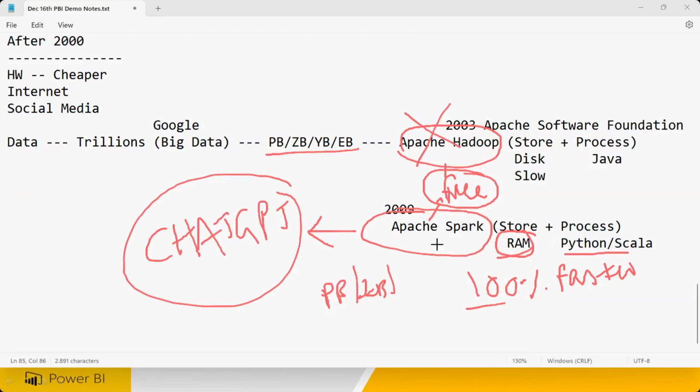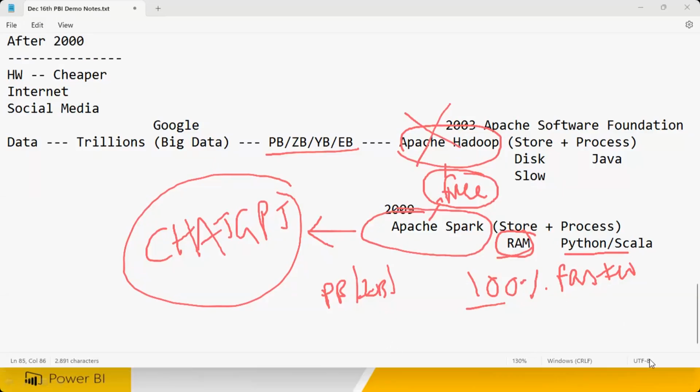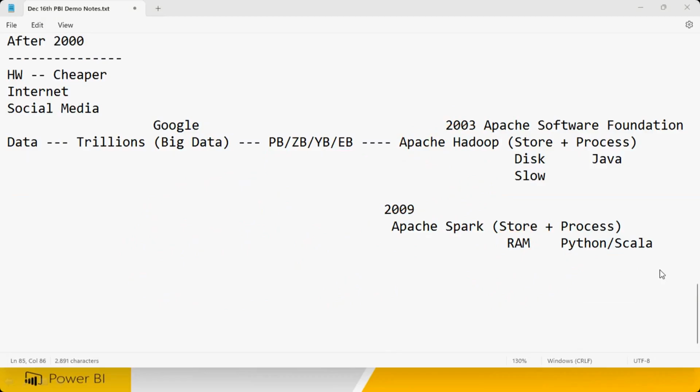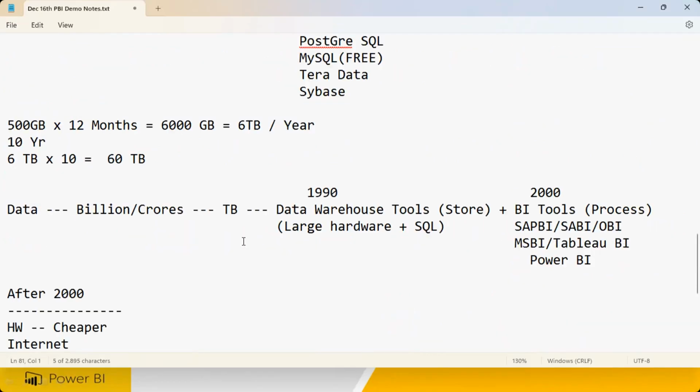Easy language you can use, any language you can use, even Python, even SQL you will be able to use, and you will be able to get the data. Scala is one more language, or SQL, or even Java you can use, but Java people don't like it. Clear? So this was the story.